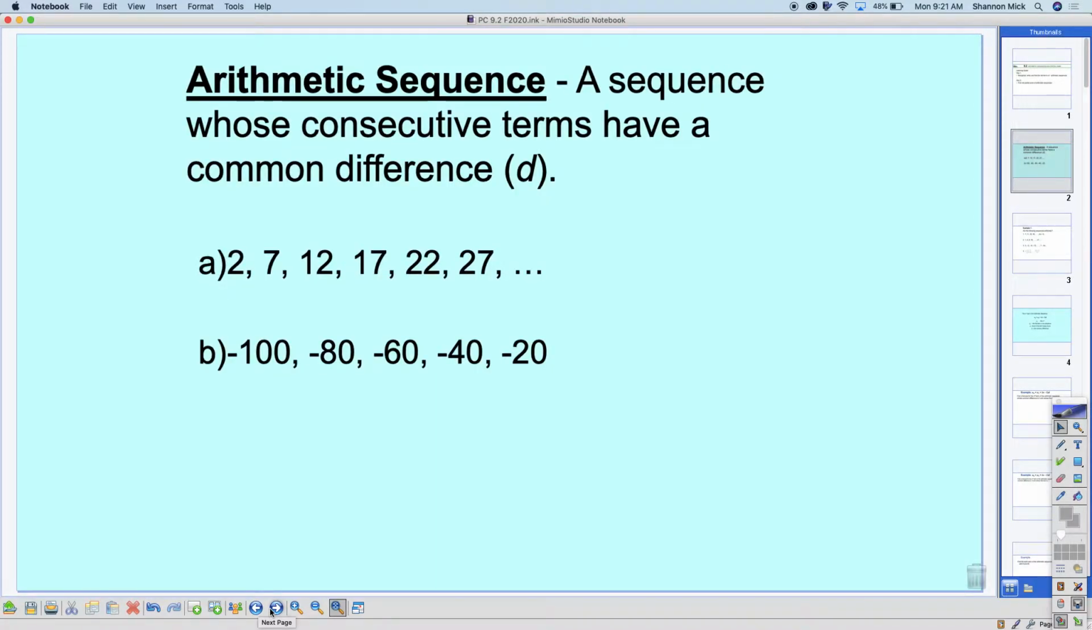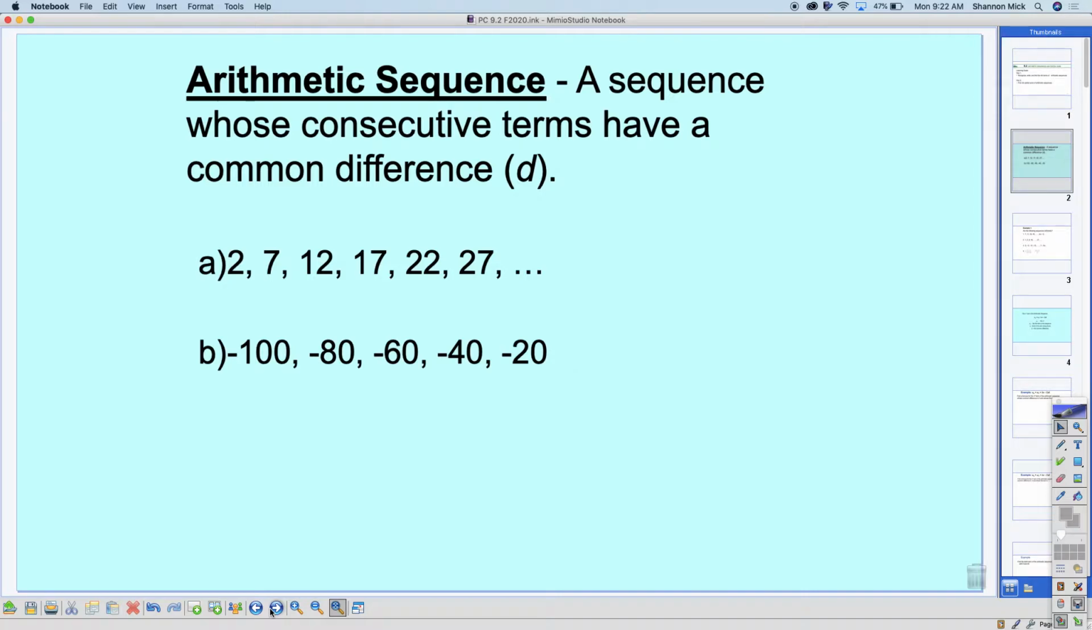An arithmetic sequence is a sequence whose consecutive terms have a common difference. What I mean by difference is that I can add or subtract, okay? If it is arithmetic, it has a common difference. To figure out if it has a common difference, I take the second number minus the first, the third minus the second, the fourth minus the third. How did I get from one number to the next?